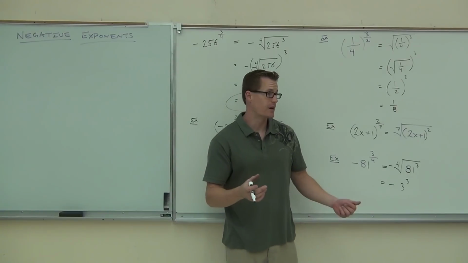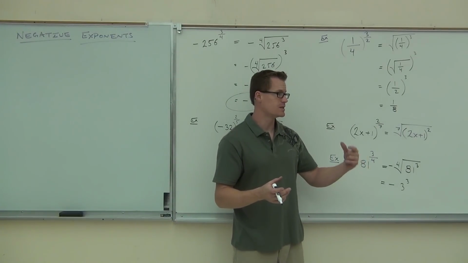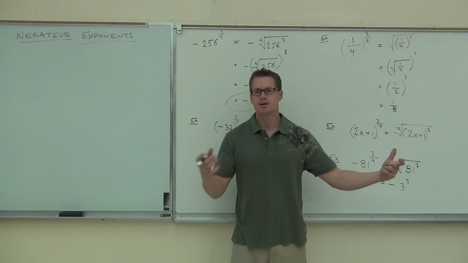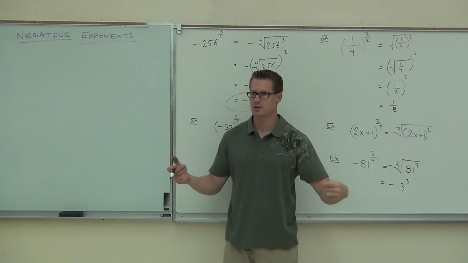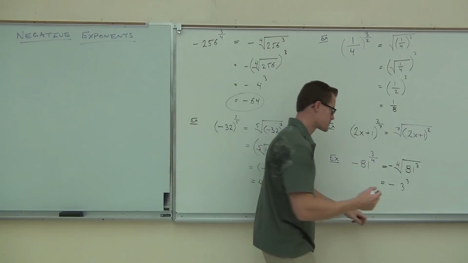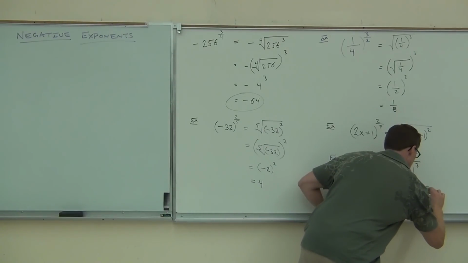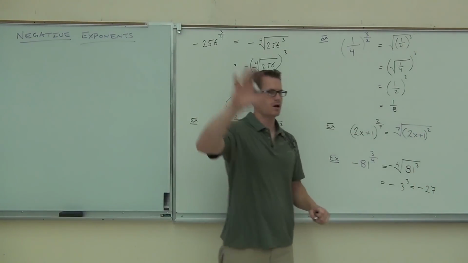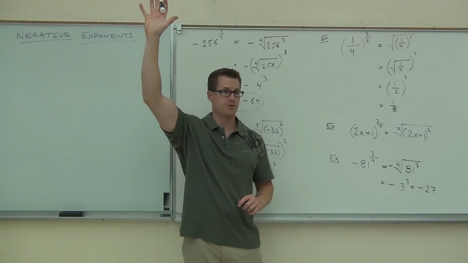Okay, now in this case it really doesn't matter, right? Because we have the 3rd power. So if you did negative 3 times negative 3 times negative 3, it's going to work out the same as negative 3 times 3 times 3. But I want you to understand the whole process here. So this is negative 27, and you're done. How many of you got negative 27? Good, including the negative, right?